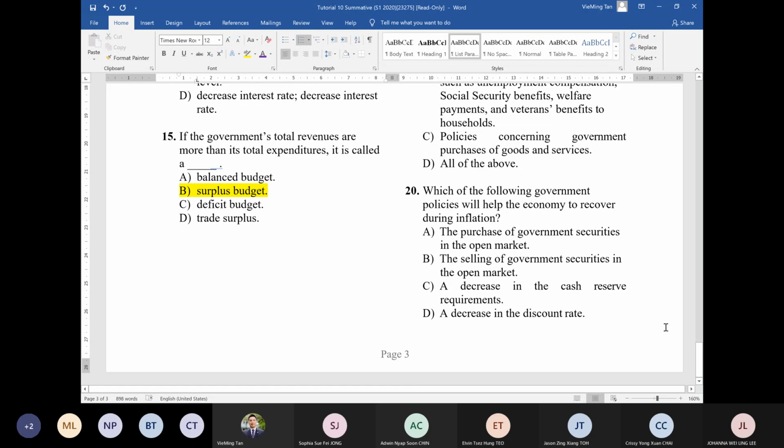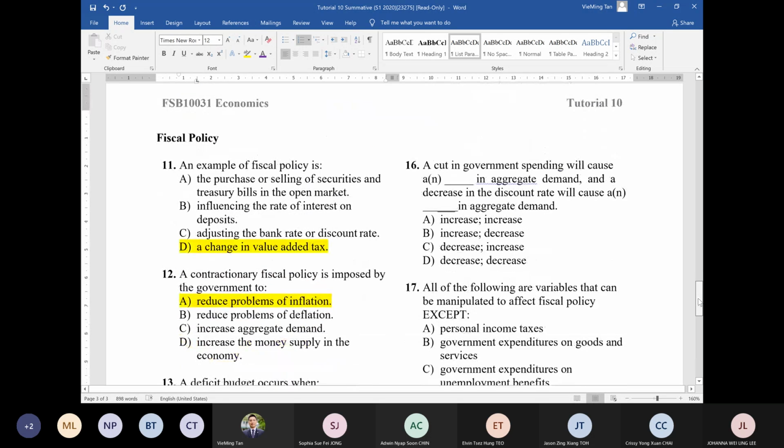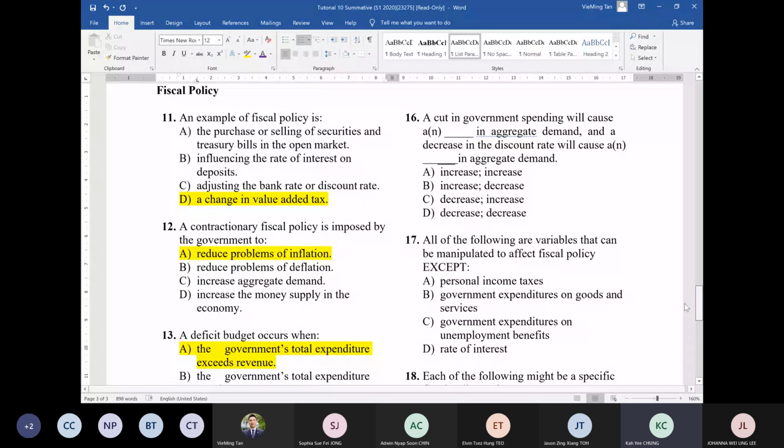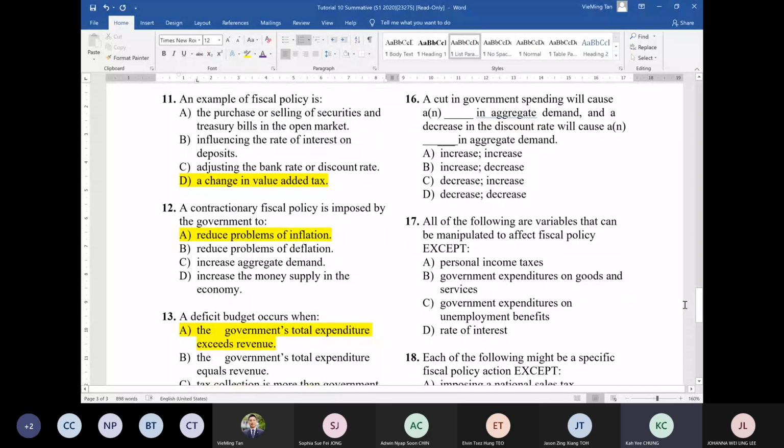Okay, number 16. Kayi. A cut in government spending will cause a decrease in aggregate demand, and a decrease in the discount rate will cause an increase in aggregate demand, D. I think this one we haven't really covered. Discount rate. Okay, discount rate is also one of the interest rates. It is one type of interest rate.